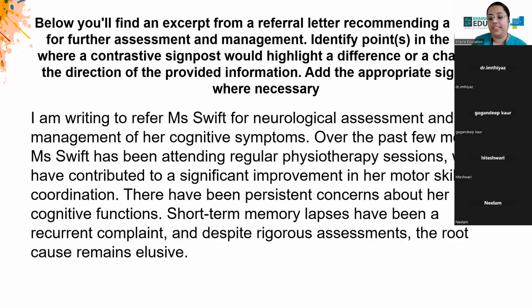From whichever part you think that there should be a signpost used for contrast, you can write the first word in the chat box. Let's say if I think that I want to use a contrastive statement here, a signpost here after symptoms, so I'll write the first word, over. Similarly, whichever part of the paragraph you think a contrastive signpost is necessary, write the first word of the sentence. Over the past, according to Dr. Imtiaz. No, I don't want you to write the connector. Sorry, I want you to write the first word of the sentence where you want to put the connector.